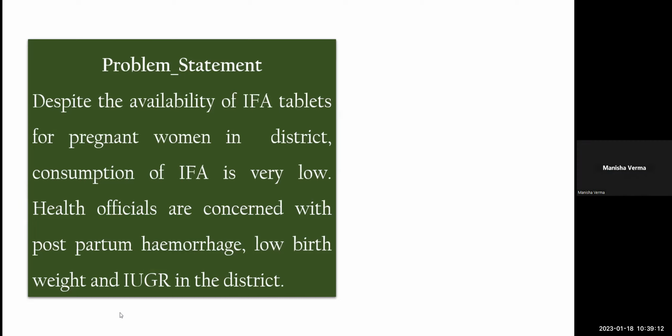Despite the availability of IFA tablets for pregnant women in the district, consumption of IFA is very low. Health officials are concerned with postpartum hemorrhage, low birth weight, and IUGR in the district.